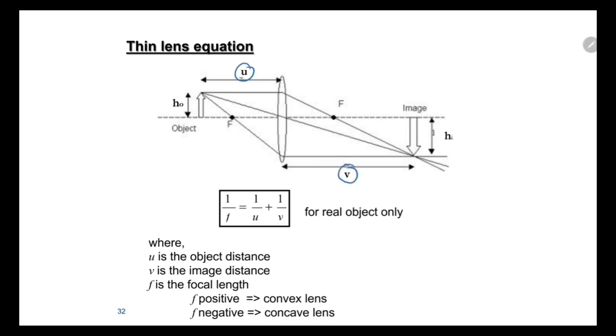The relationship between object distance, image distance, and focal length is given by the equation 1/f = 1/u + 1/v. And here, you must be very careful with the sign convention of focal length. Focal length is positive for convex lens and it is negative for concave lens.